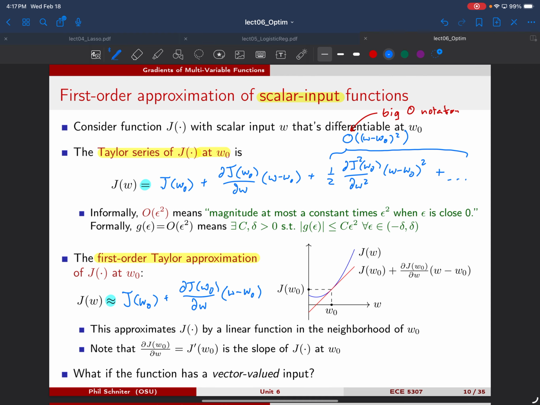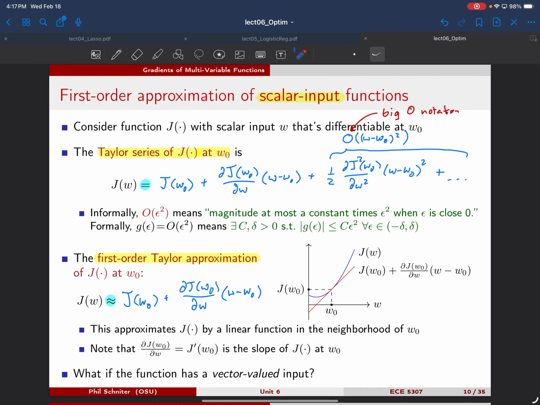And when we do this approximation, we can immediately see that the error in the approximation is exactly this. This is the part we threw away. So in other words, the error is no bigger than this deviation squared, at least for W in some open interval around W naught.